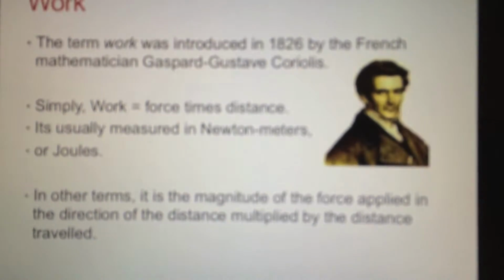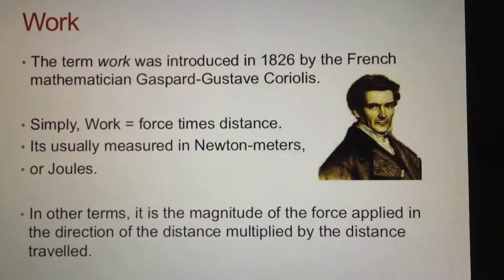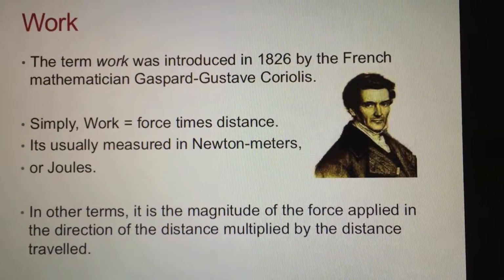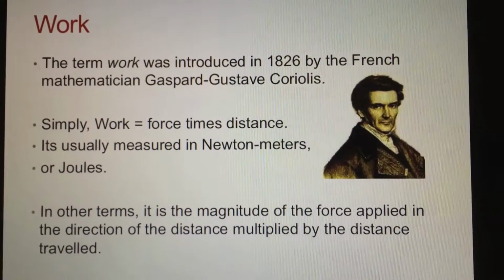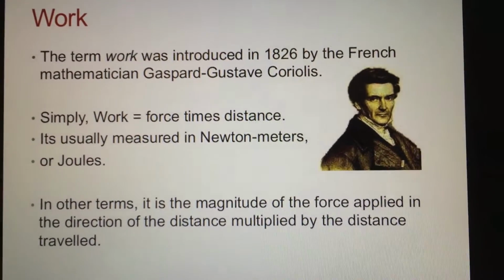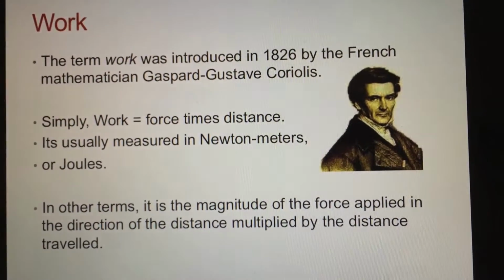The term work was introduced in 1826 by the French mathematician Gaspard Gustave Coriolis. Simply, work equals the force times the distance. It's usually measured in newton meters, or joules. In other terms, it's the magnitude of the force applied in the direction of the distance, multiplied by the distance traveled.